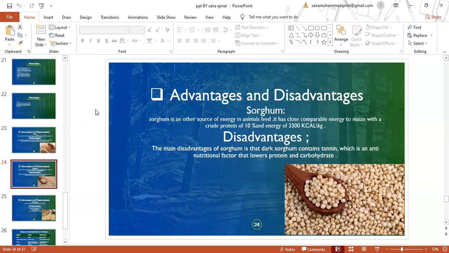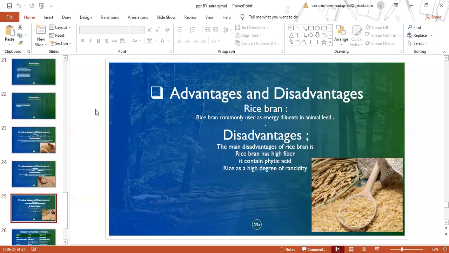Advantages and disadvantages of sorghum. Sorghum is another source of energy in animal feed. It has energy comparable to maize, with a crude protein of 10% and energy of 3300 kilocalories per kg. Disadvantages. The main disadvantage of sorghum is that it contains tannin, which is an anti-nutritional factor that lowers protein and carbohydrates.